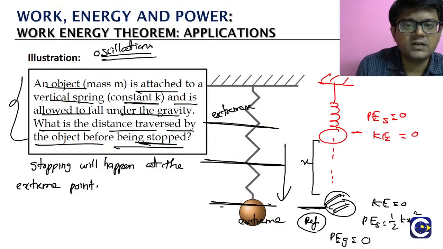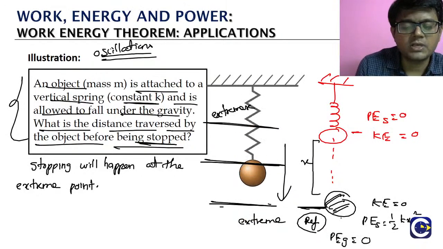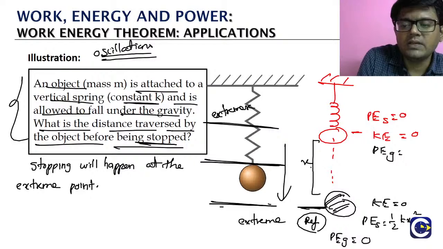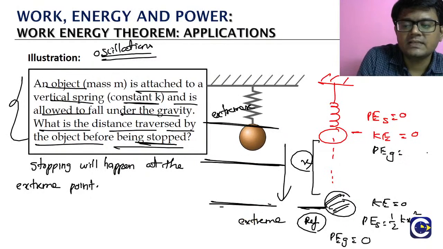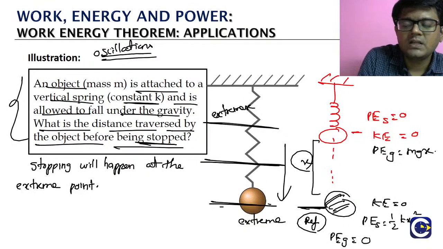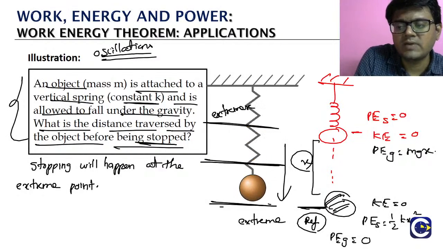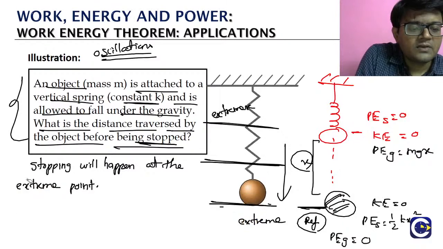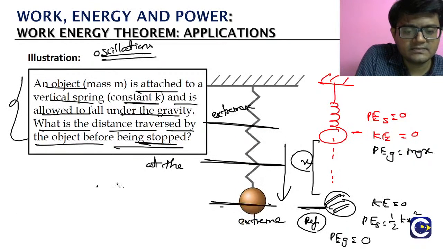For the mass m, its gravitational potential energy is 0, because this is what we take as the reference. At the starting point, how much will it be? Because it is at a height x. So at the starting point, what is the gravitational potential energy value? mgx. Okay, so now look, we are neglecting air resistance.